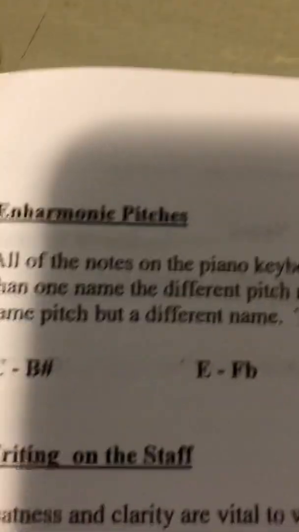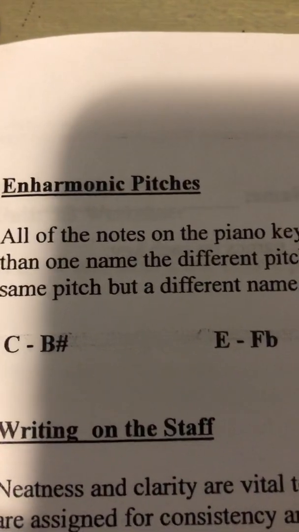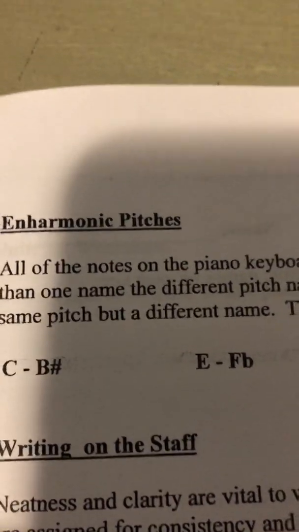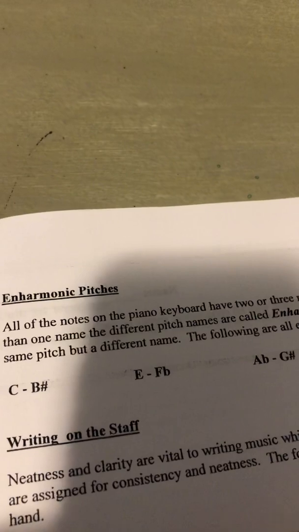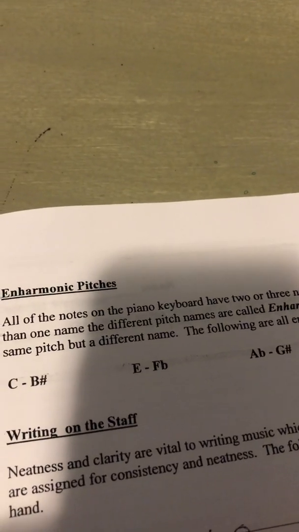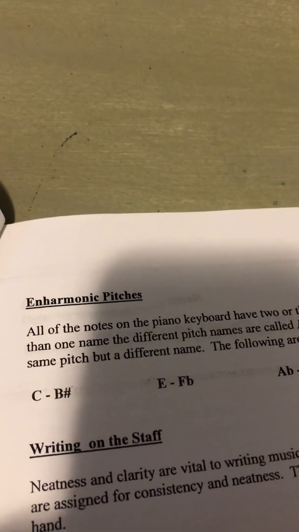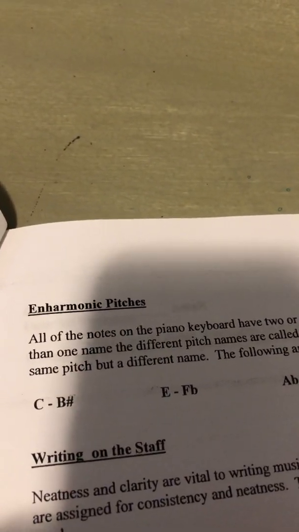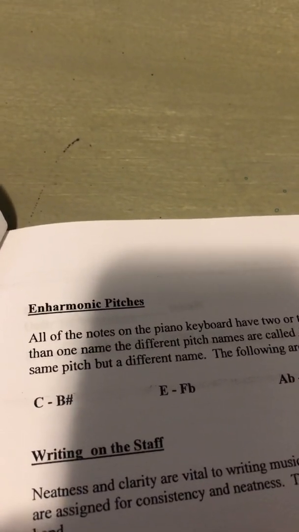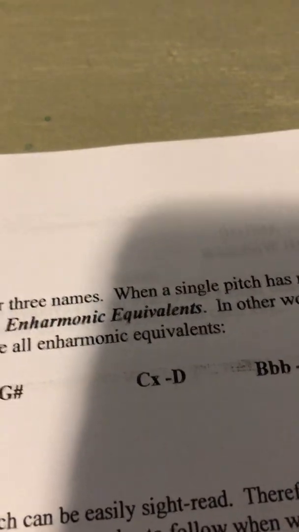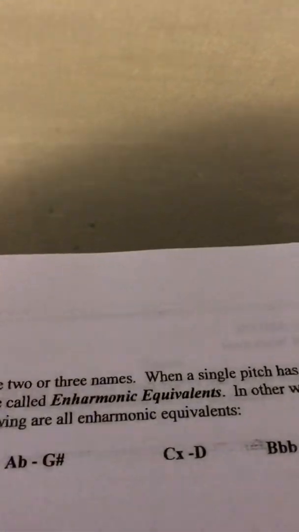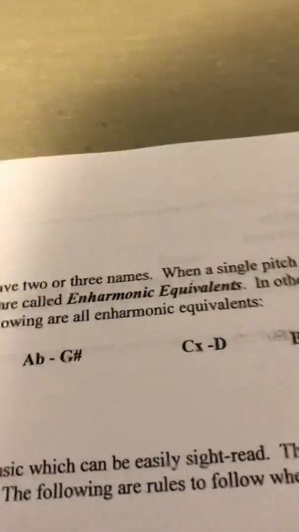And the last thing you're going to learn is enharmonic pitches. This is a crazy word. All of the notes on the piano keyboard have 2 or 3 names, which we just talked about. When a single pitch has more than one name, the different pitch names are called enharmonic equivalents. In other words, the same pitch but a different name. The following are all enharmonic equivalents.